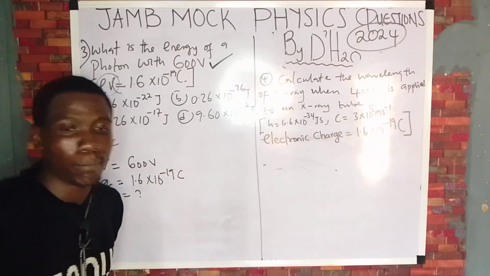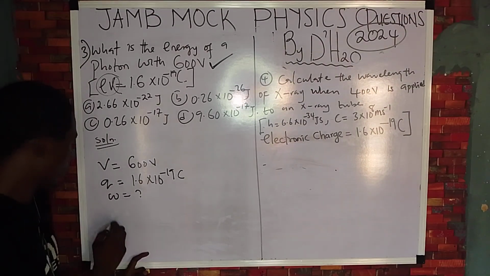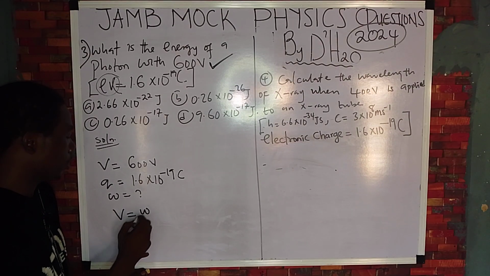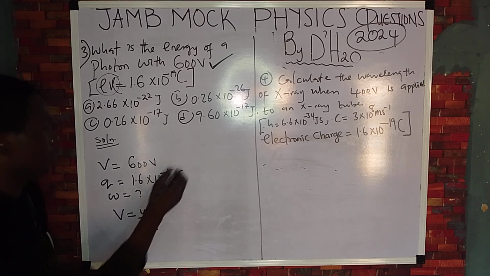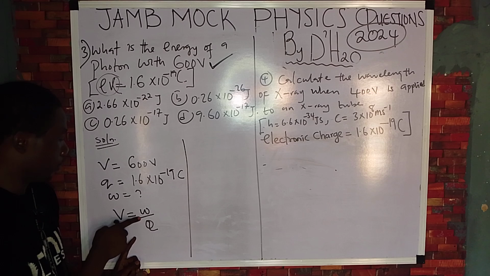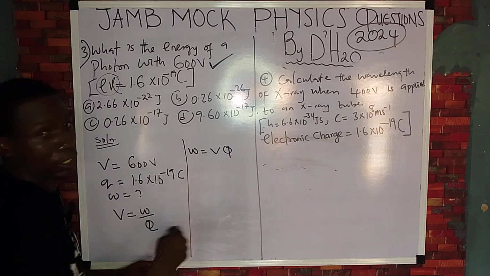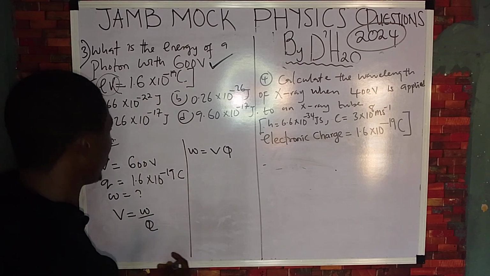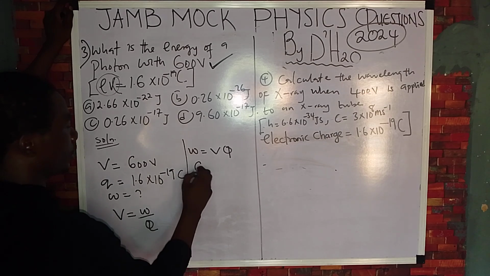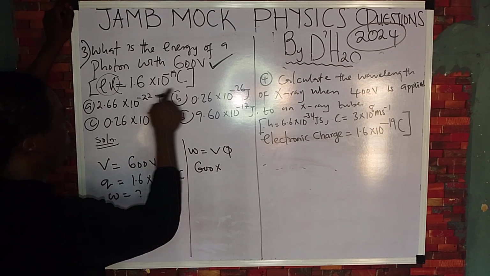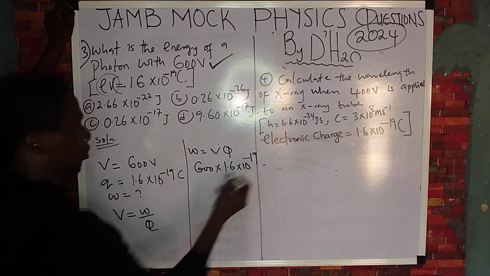We are looking for the energy or the work done by a photon. Remember, the energy and work are both measured in what? In joules. How do we solve it? Remember, potential difference is the work done in taking a unit charge. Okay? If you make work done the subject of the formula, you have work done is equal to volt times charge. So very easy, we have come to the conclusion of this question. What is our volt? Our volt is 600, times the quantity of charge, which is 1.6 times 10 raised to the power of minus 19.